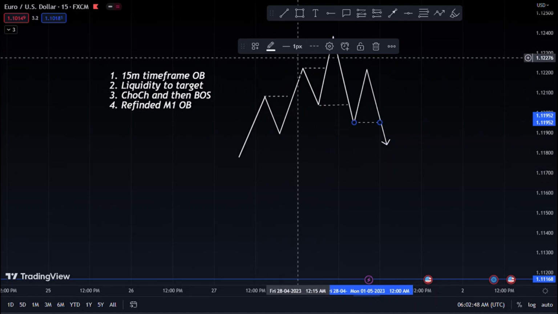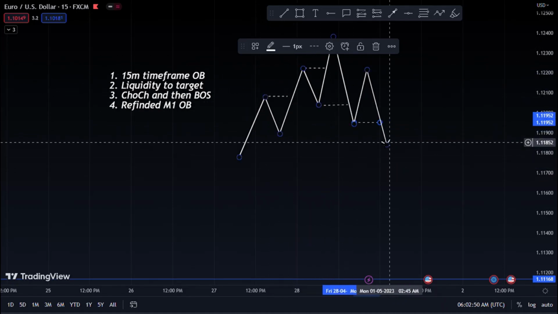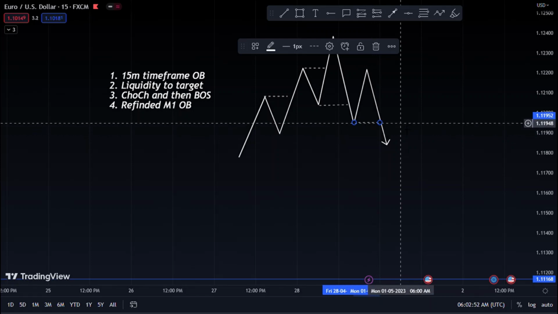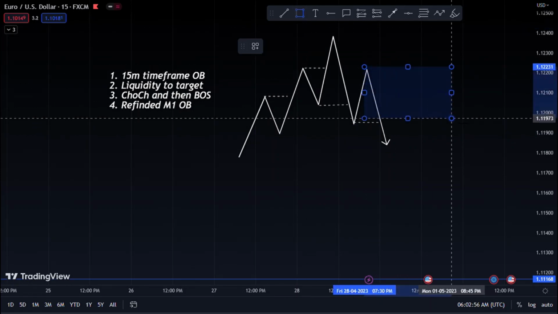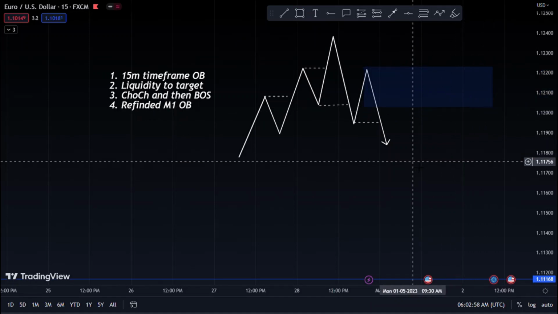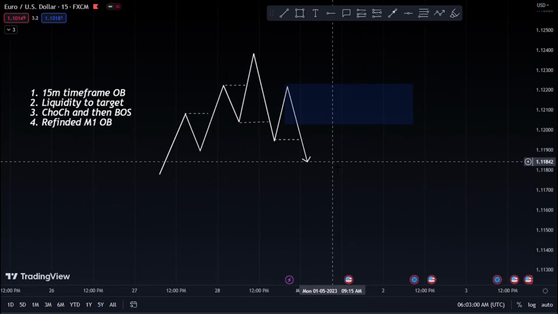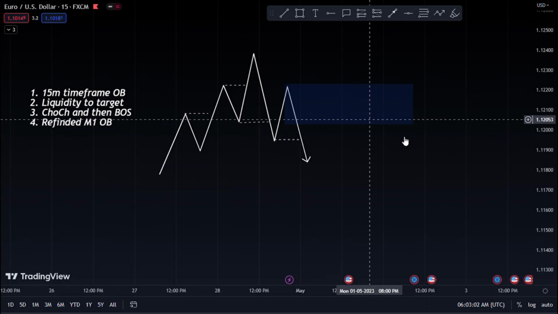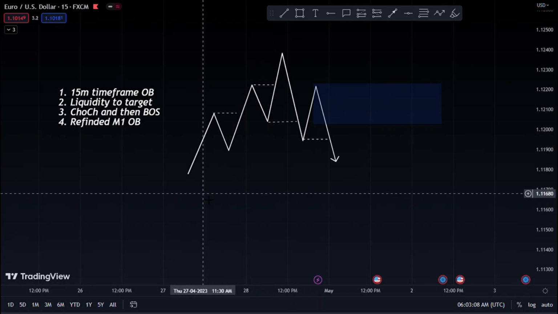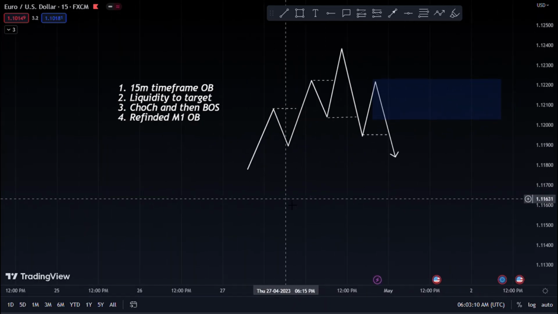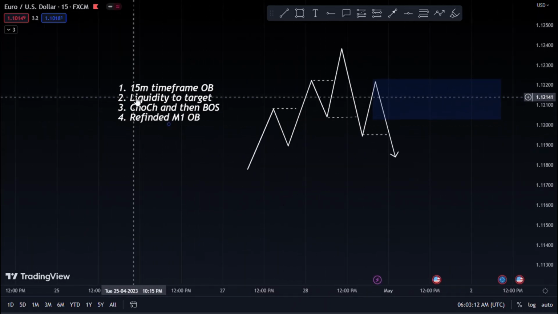This is a breakup structure, this is a breakup structure, and this is a change of character, and then another followed by a breakup structure. Then we have to look for an entry at some sort of this area, like 61.8% or another OB. We'll get it. What a change of character and breakup structure are, I will give in another video, but at first let me show you how you can get an entry.